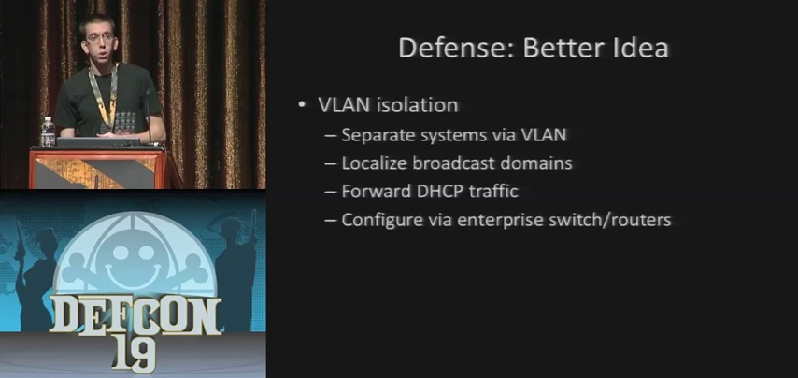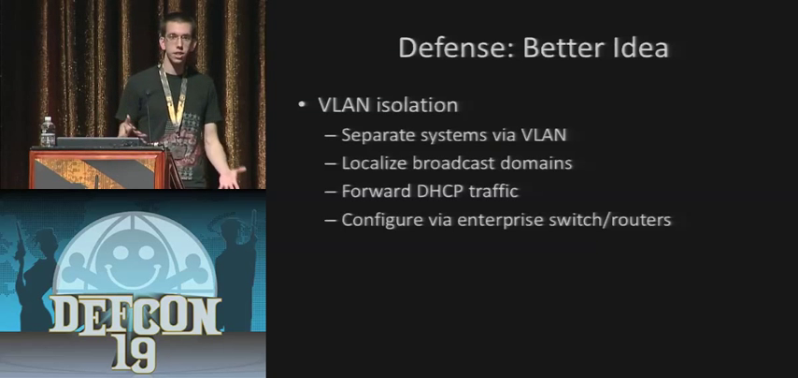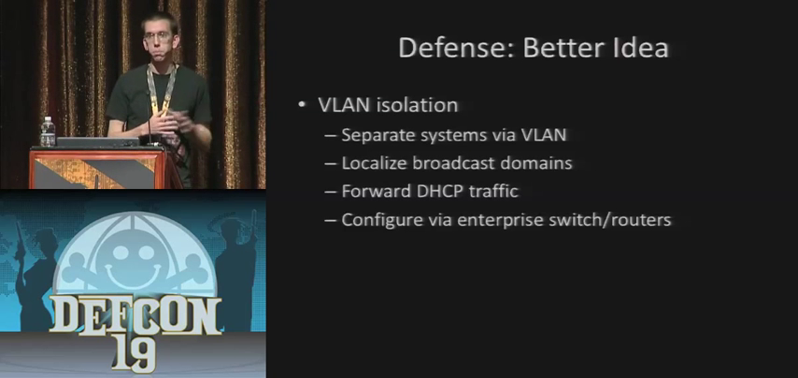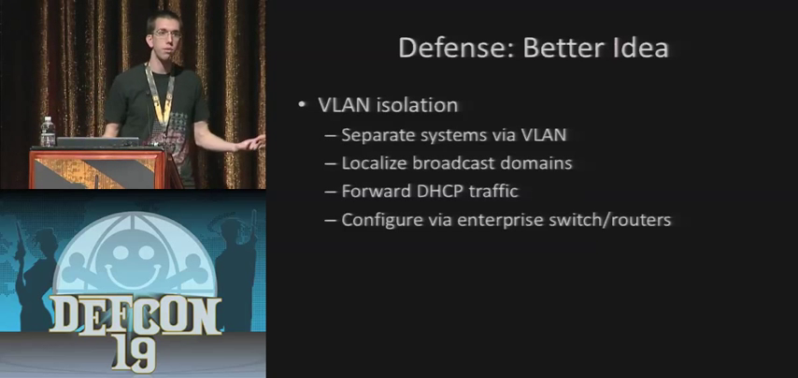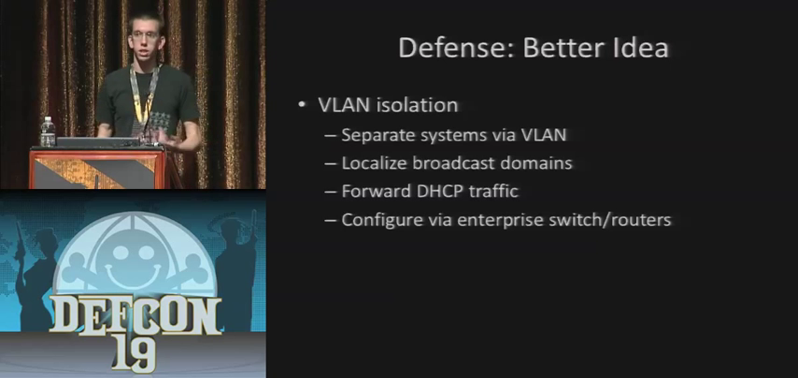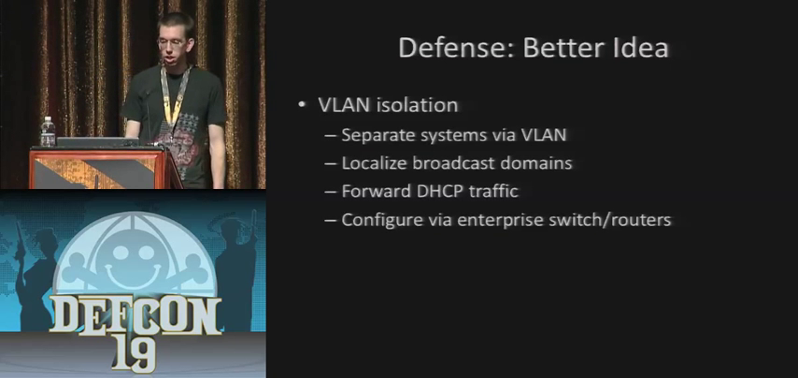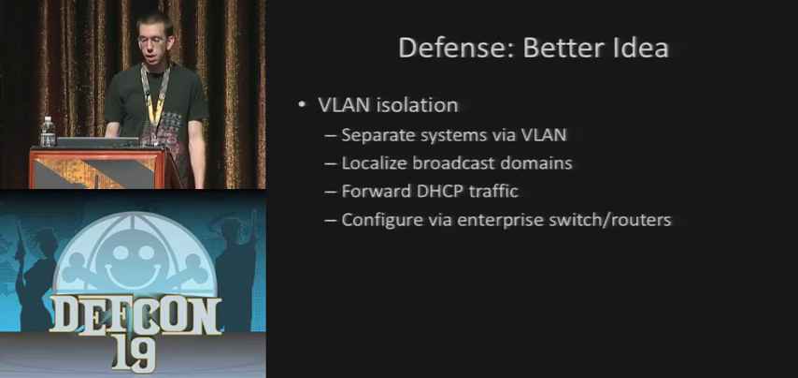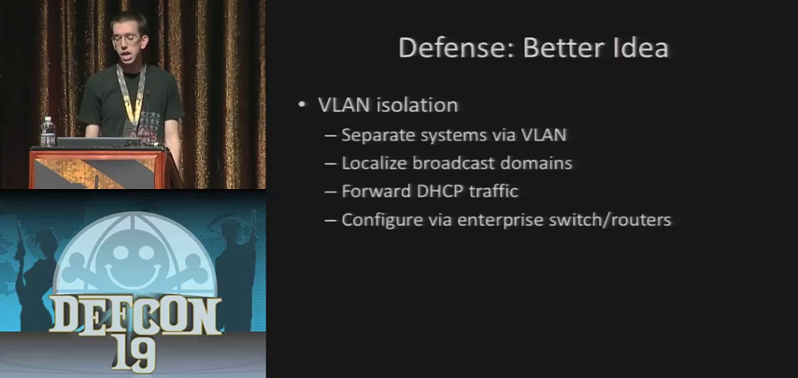A very good idea would be VLAN isolation. If you can, go ahead and isolate all your systems, or as many as possible, on individual VLANs, so one system can't go ahead and pull this off. This isn't the only layer 2 attack. Of course, there's ARP poison routing and all the other kind of stuff that could be done. So VLAN isolation would also stop this attack. Then you'd forward DHCP traffic somewhere else.